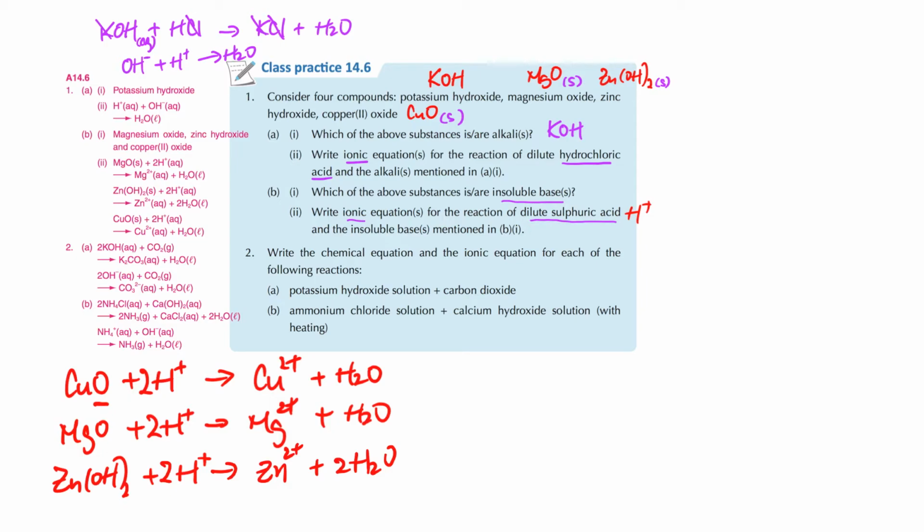And for the second one, 2A. Write a chemical equation and ionic equation for each of the following reactions. So the first one, it will be KOH reacting with CO2. So this one will be an alkaline reacting with acidic gas. Alkaline and acidic gas should give out salt and water. So the salt that we will have will be K2CO3. How do you know that?